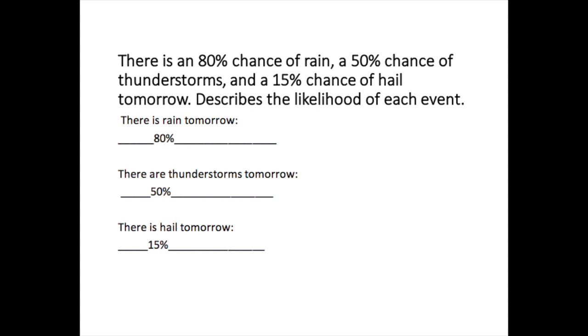So in our problem, we just need to find where our information is at. So for the first question, what is the chance there is rain tomorrow? It said in our given information there's an 80% chance of rain. So therefore, the probability that it will rain is 80%. The next, what is the probability there's a thunderstorm tomorrow? It said in our problem, there's 50% chance of thunderstorms. This means the probability of thunderstorms tomorrow is 50%. It says there's a 15% chance of hail tomorrow. So therefore, the probability of hail tomorrow is 15%.